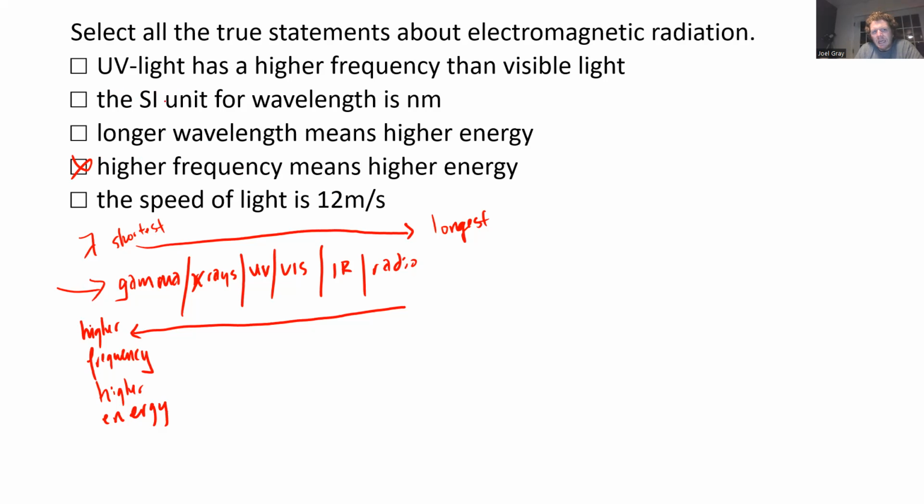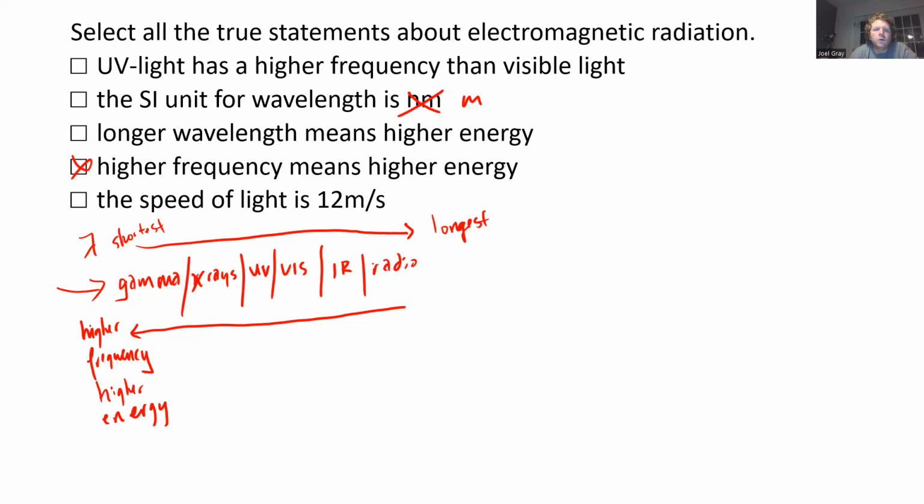The next one is the SI unit for wavelength is nanometers. It's quite common to see nanometers because we talk about visible light, which is usually referred to in nanometers, but that is incorrect. The correct unit is meters.